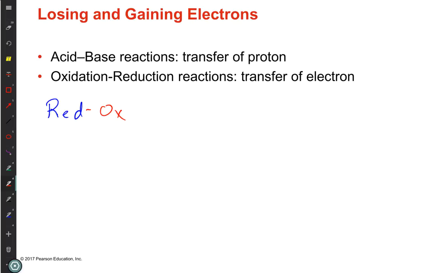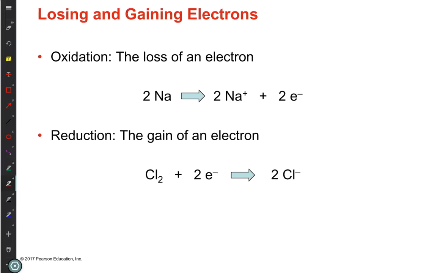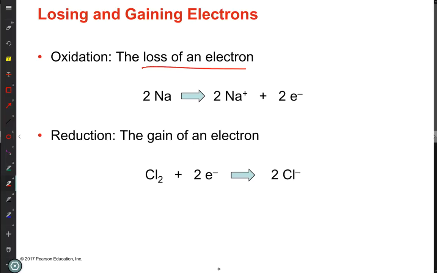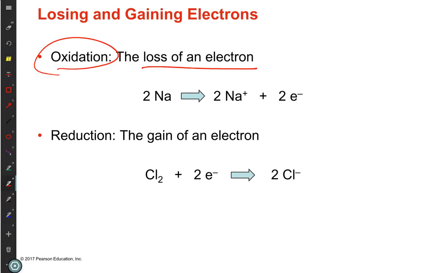And a simple rule, I've got it on the next slide. I was going to write it here. Losing and gaining electrons. When you lose an electron, it's oxidation. So this reaction here, 2 Na gives me 2 Na+ plus 2 electrons. Doesn't seem like much of a reaction. There needs to be something else there to make that useful. That's what we would call a classic oxidation because the sodium lost electrons.